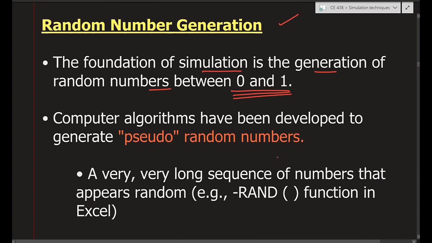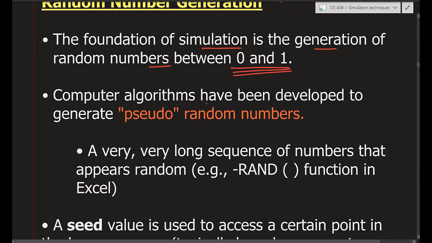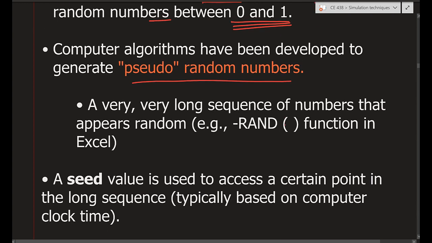We already said computer algorithms have been developed to generate pseudo random numbers, because they are not exact random numbers. A very, very long sequence of numbers that appears random is called pseudo random numbers. In Excel we have a RAND function that can generate pseudo random numbers. What is this very long sequence? We'll discuss it after some time, so don't worry about this. We'll illustrate it using an example.